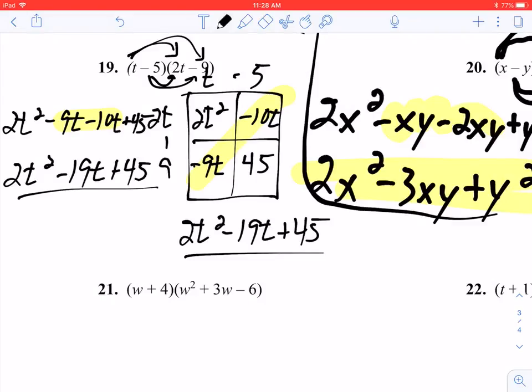All right, guys, there you go. There's 1 through 19 odd using the box method as well as the FOIL method. Have a good day.